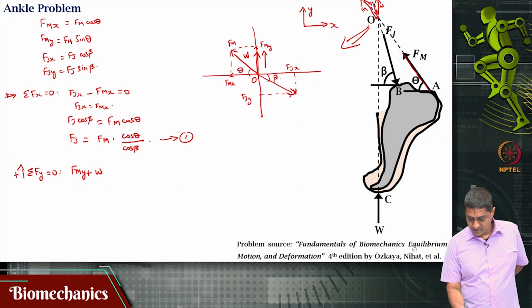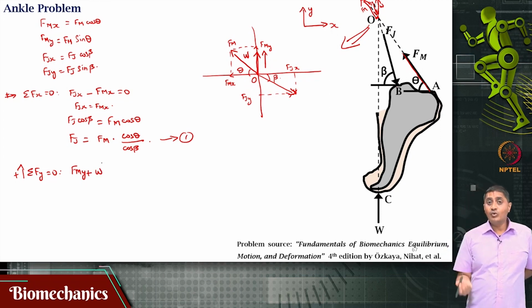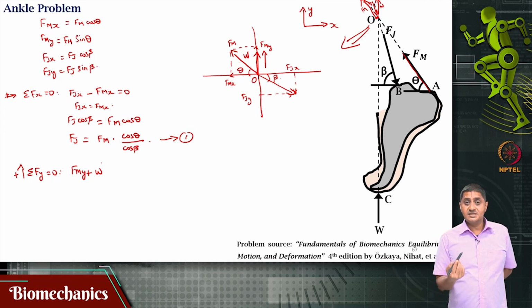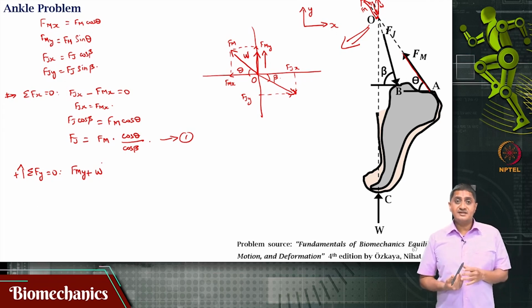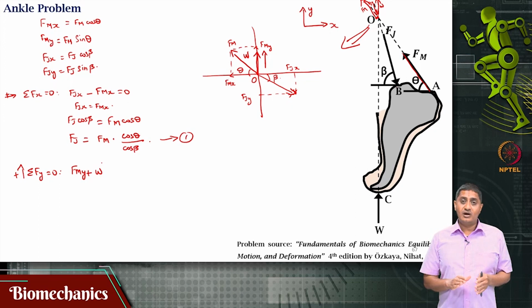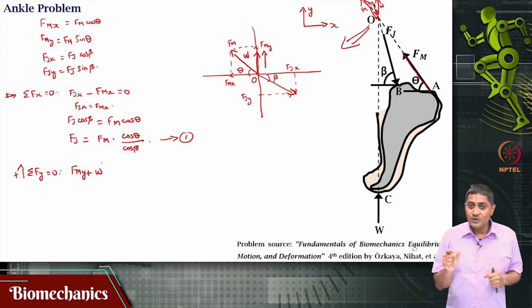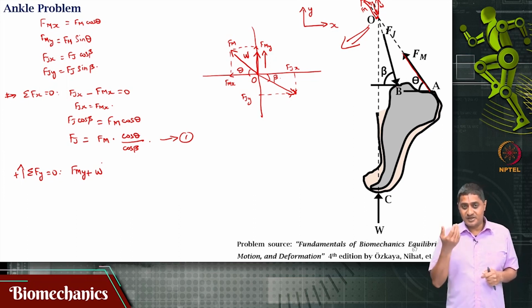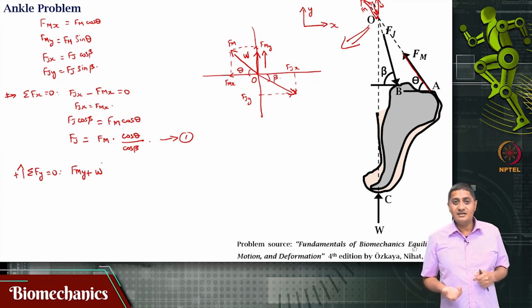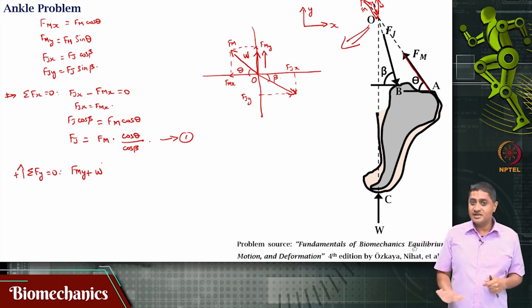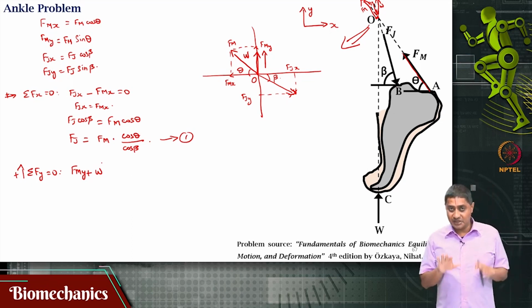Plus W is the ground reaction force. This is the force that is applied by the ground on the toe. This is not the weight of the body. Numerically, it is equal to the weight of the body, but it is acting from the ground to the body. In other words, it is acting in the positive y direction, not the negative y direction. The weight of the body is acting in the negative y direction.